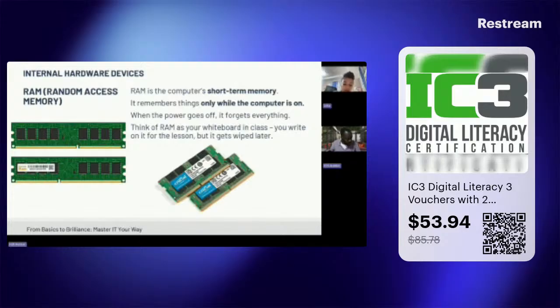So what can you tell me about the random access memory? What does it do? It stores data, but it's volatile. I like your word volatile. What does it mean? When the device is turned off, the data is lost. Okay, that's good.